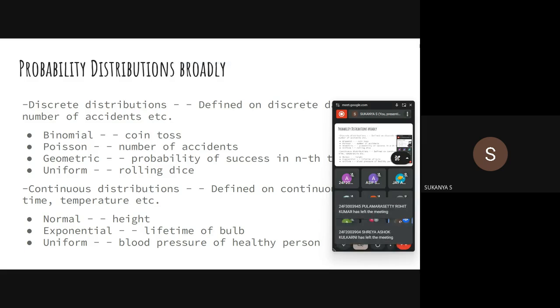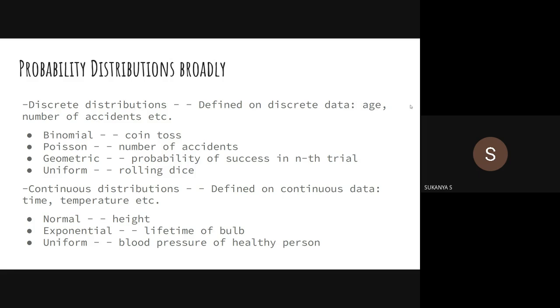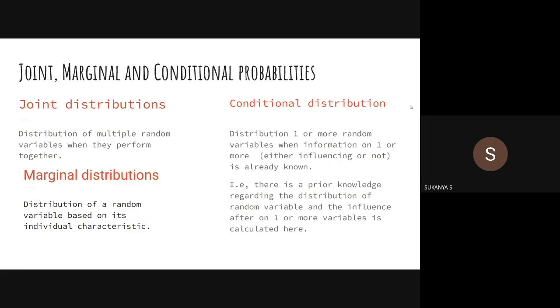Now, what are the continuous distributions that you have? In continuous, you have normal, exponential, and uniform. Exponential is with just one parameter. Normal has two parameters. And again, uniform is the same thing. Just that in discrete, you have a countable number of values, and in case of continuous, you have infinite values for the random variable.